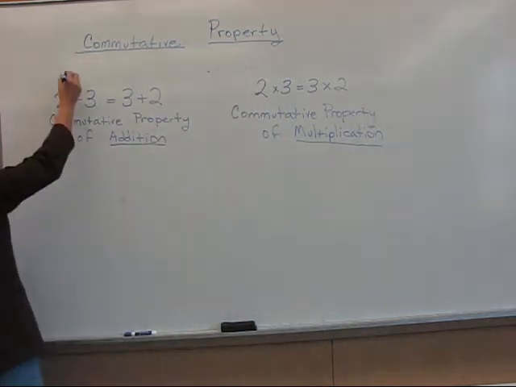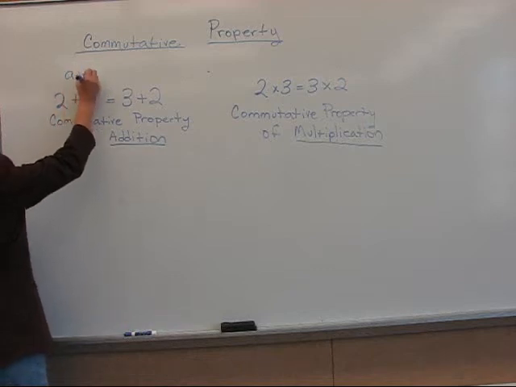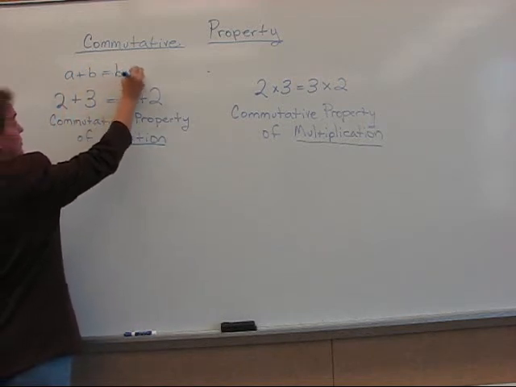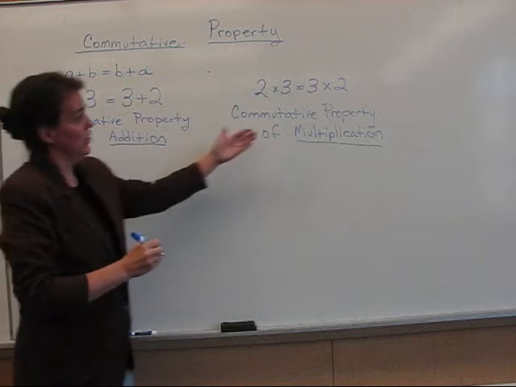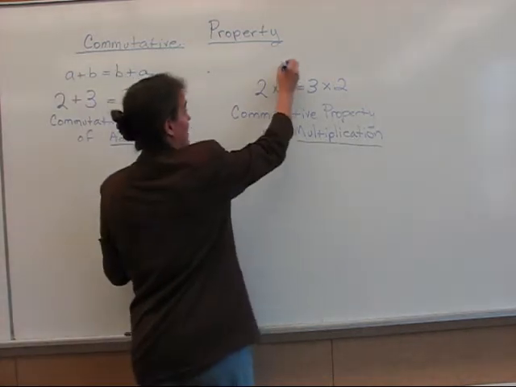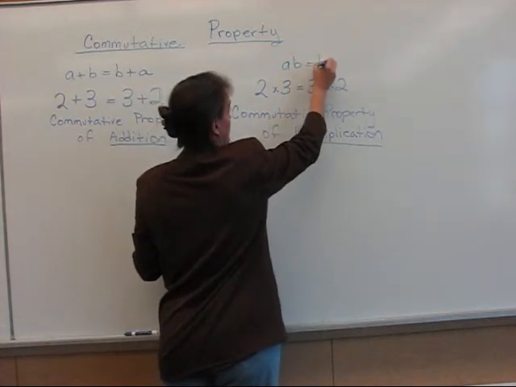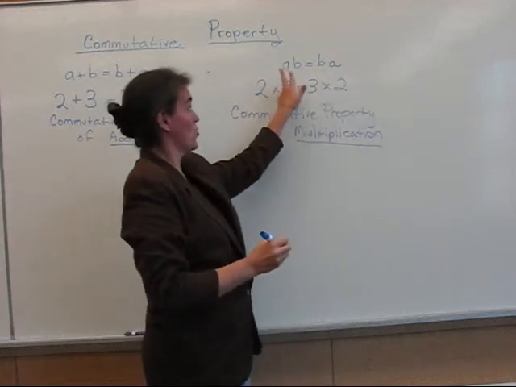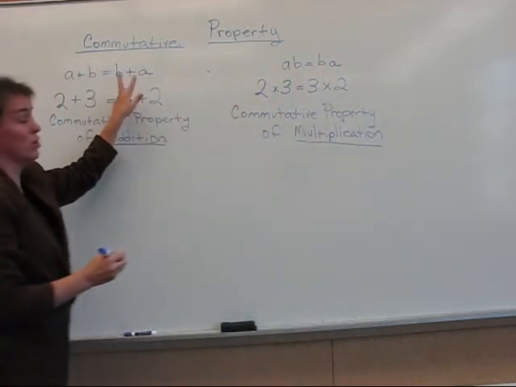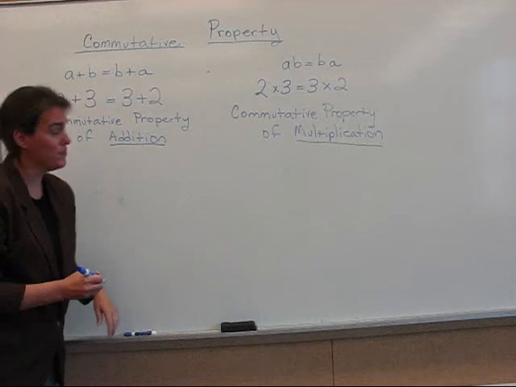In general, we could say for the commutative property of addition, A plus B is equal to B plus A. With multiplication, we could say A times B is equal to B times A. The order in which we multiply, the order in which we add does not matter.